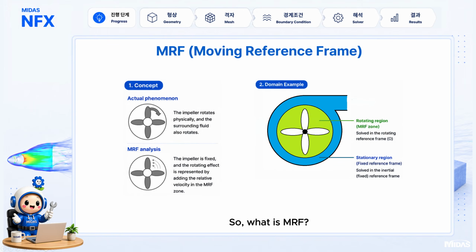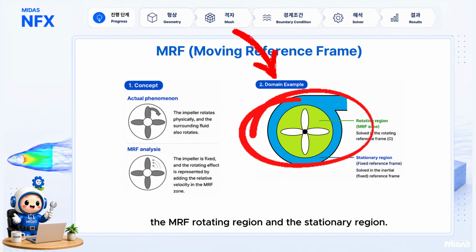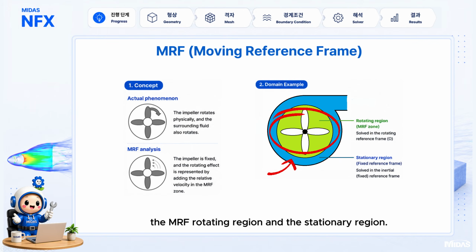So, what is MRF? In reality, the impeller physically rotates, causing the surrounding fluid to rotate as well. However, with the MRF method, the impeller remains stationary while the surrounding air is treated as rotating. For this reason, the computational domain must be divided into two regions, the MRF rotating region and the stationary region.